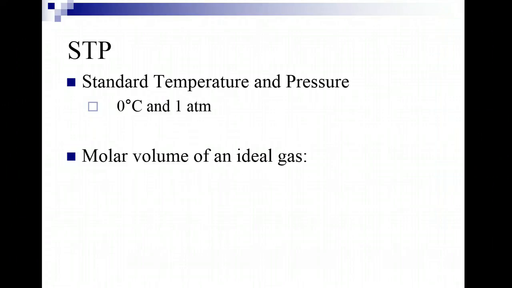We also in chemistry define something known as the molar volume of an ideal gas. And that sounds a little bit confusing at first, but if you think about molar volume, that implies the volume of 1 mole of gas. And since it's at ideal conditions, we know that it has to be at 0 Celsius and 1 atm. Now the value for the molar volume of an ideal gas is 22.4 liters.